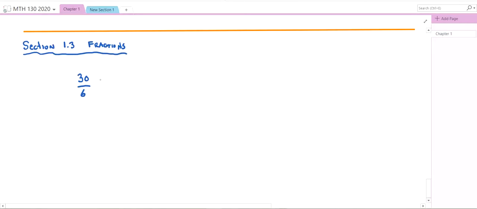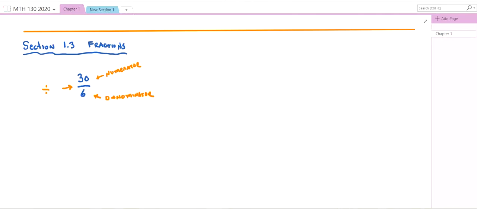The number in the top we call the numerator, while the number in the bottom we call the denominator. So we have numerators and denominators. This line acts in the same way that the division symbol acts.